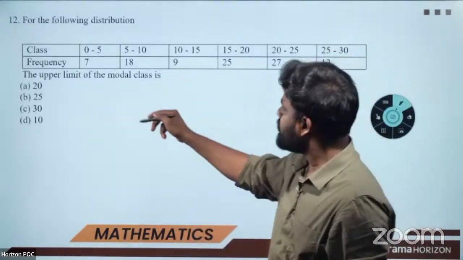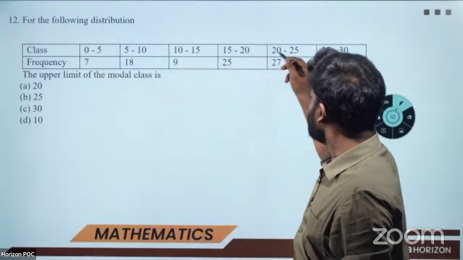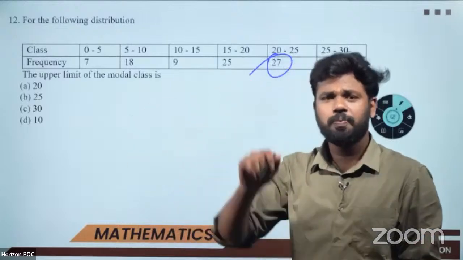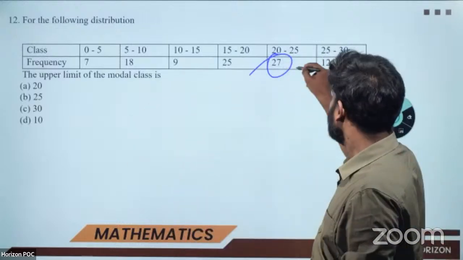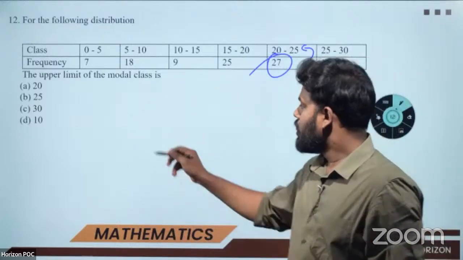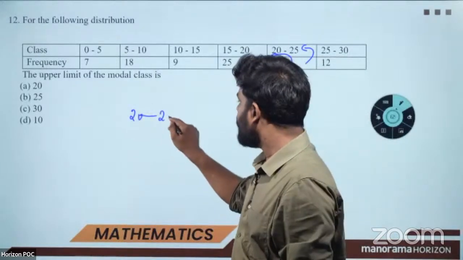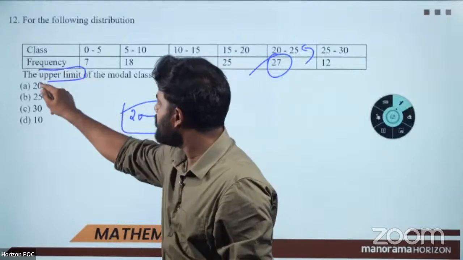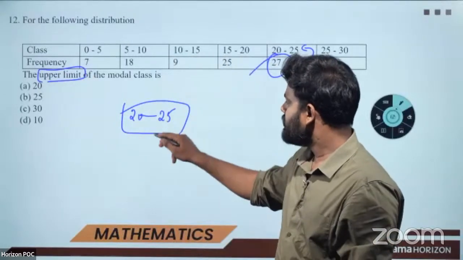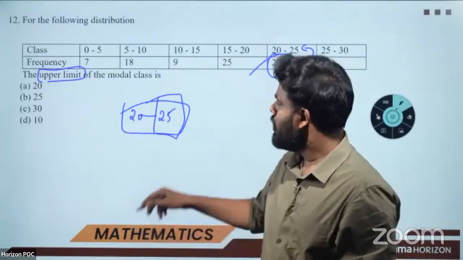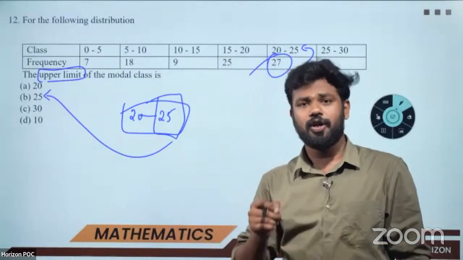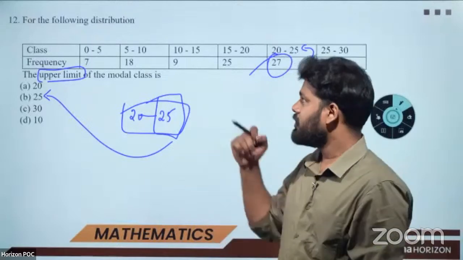So which has the highest frequency here? 7, 18, 9, 25, 27, 12. 27 is the highest frequency. And what is the corresponding class interval there? It is 20, 25. So the class interval will be 20, 25. So they're asking not the class interval, but the upper limit of the class interval. So what will be the upper limit? Definitely 25. So this will be the answer. That is, 25 will be the upper limit of the modal class for this question, right?